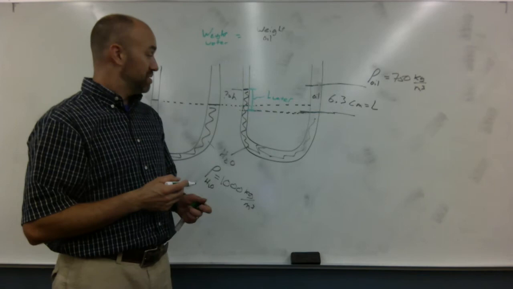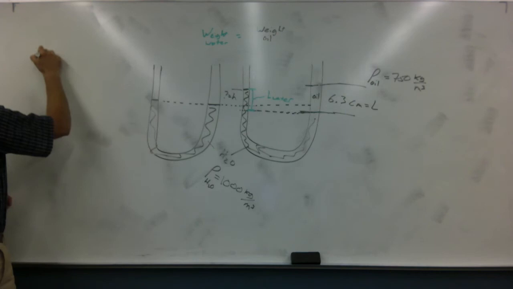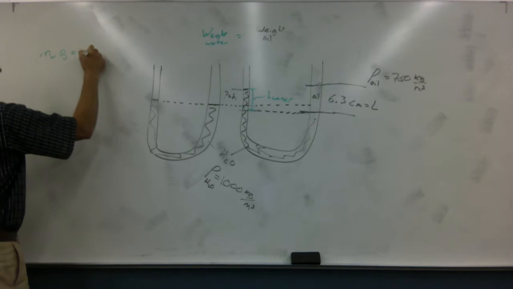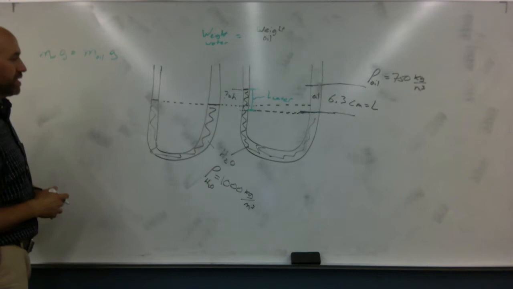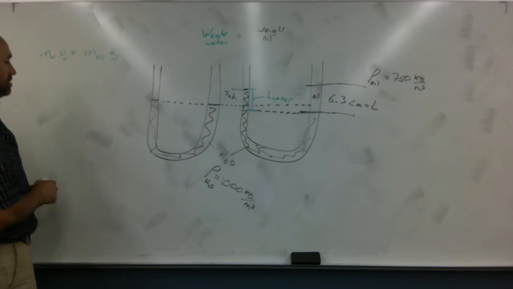Any ideas? There you go. So we're gonna need, carry this over here. So we're gonna need mass of the water times gravity equals mass of the oil times gravity. Okay? How are we going to get the mass of the water and the oil? That's from the density, which is mass over... Yep. Volume. Density is mass per volume.